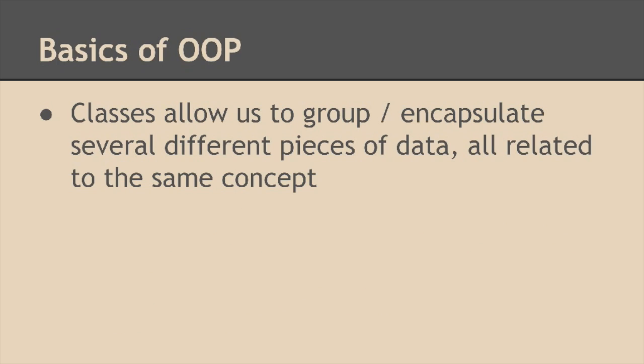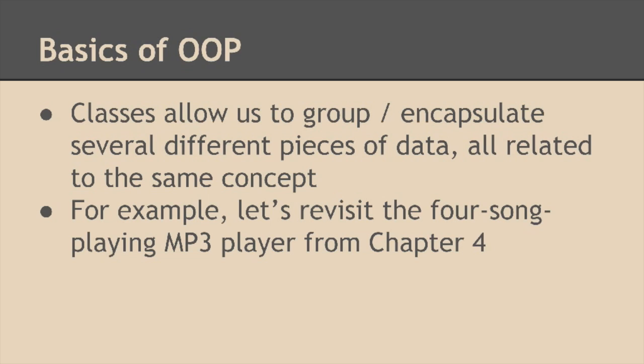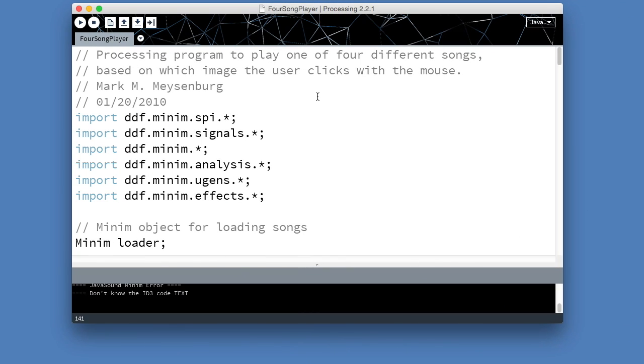Okay, so again, classes, which we're learning how to write in this chapter, allow us to group or encapsulate several different pieces of data that are all related to the same concept. For example, we can consider the 4-song playing MP3 player that we looked at in Chapter 4. So to start with, let's just take a look at that program in operation to remind ourselves what it does. Okay, so this is the 4-song MP3 player from Chapter 4.